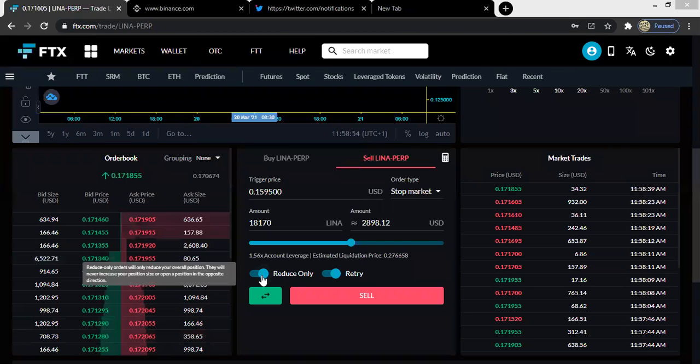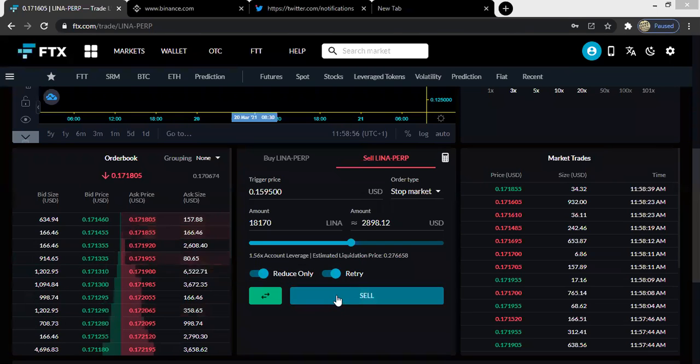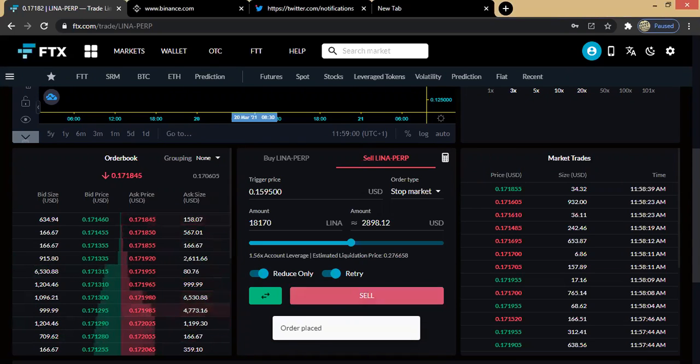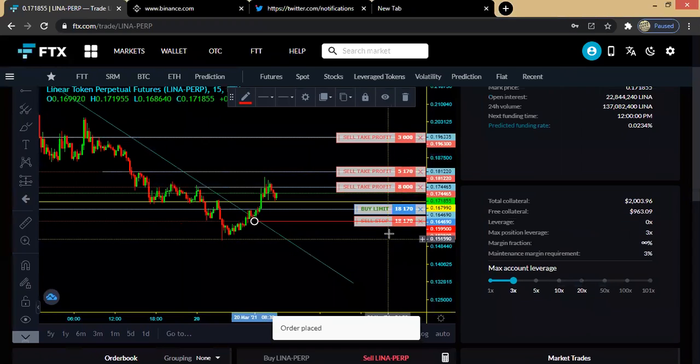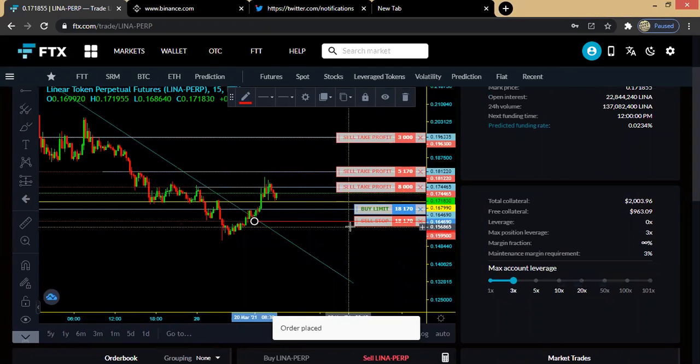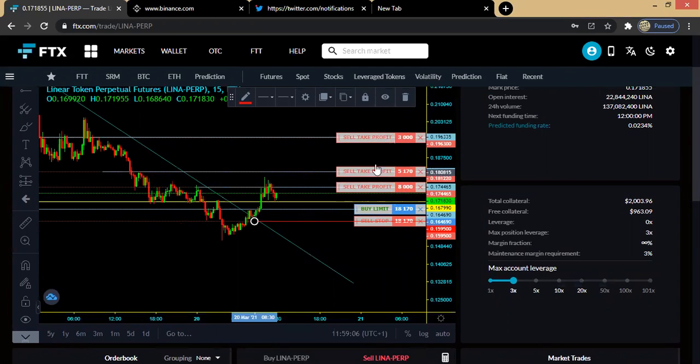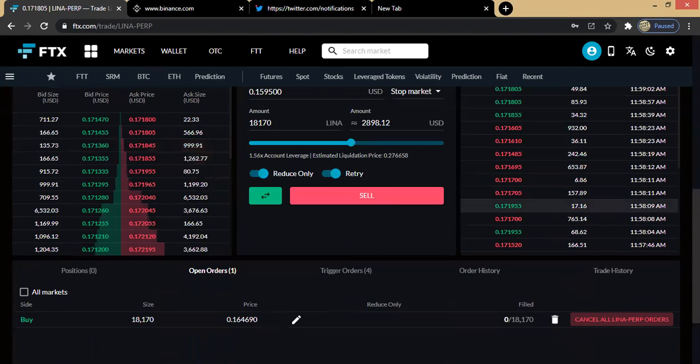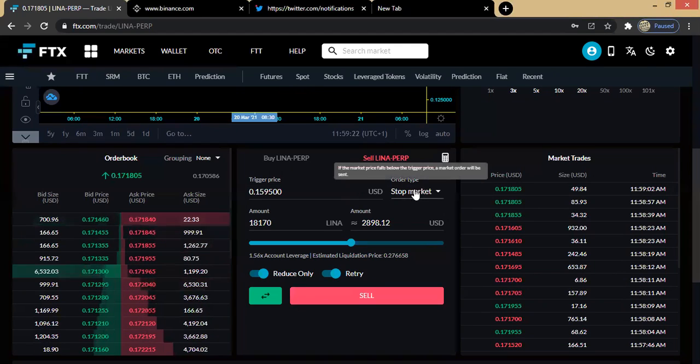So I ensure I check reduce only and retry, then I go right ahead and click on sell. Now you come here and you see my sell stop. This is my sell stop, these are my sell take profits 1, 2, 3, and this is my sell stop, that's my stop loss. Then this is my buy limit where I want to enter the trade. So that's that for how to use the stop market.